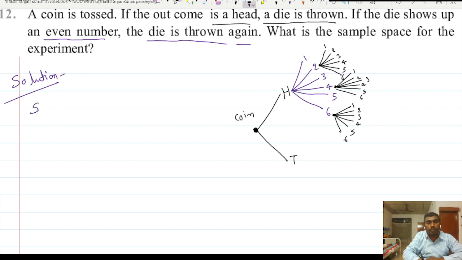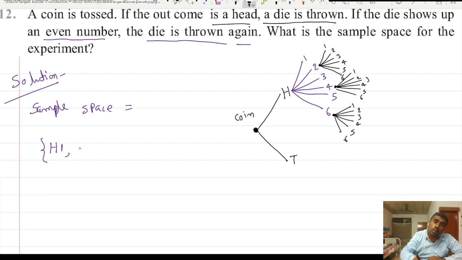So what is the sample space in this case? You can see, this is head, meaning the coin shows head. If the coin shows head and you have thrown the die and the die shows 1, are you throwing again? No, you throw again only when your die shows an even number. So H1 is only that one.